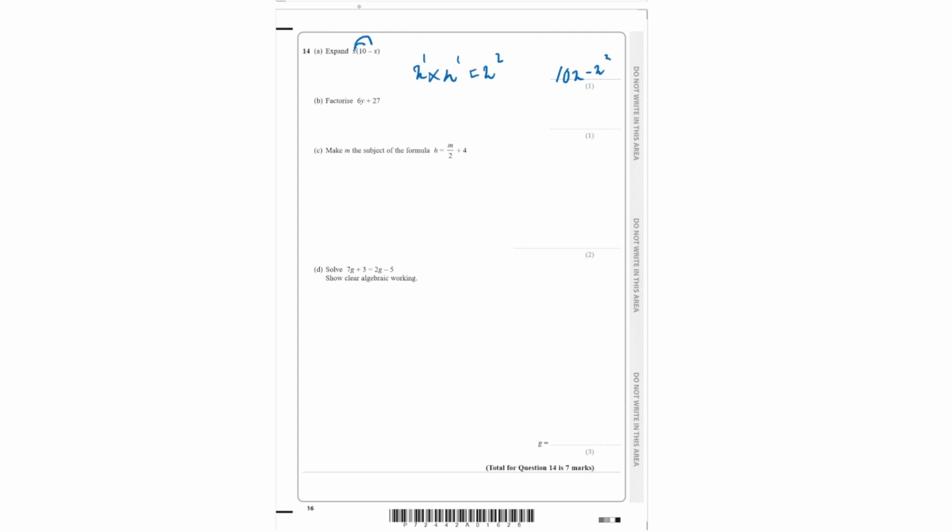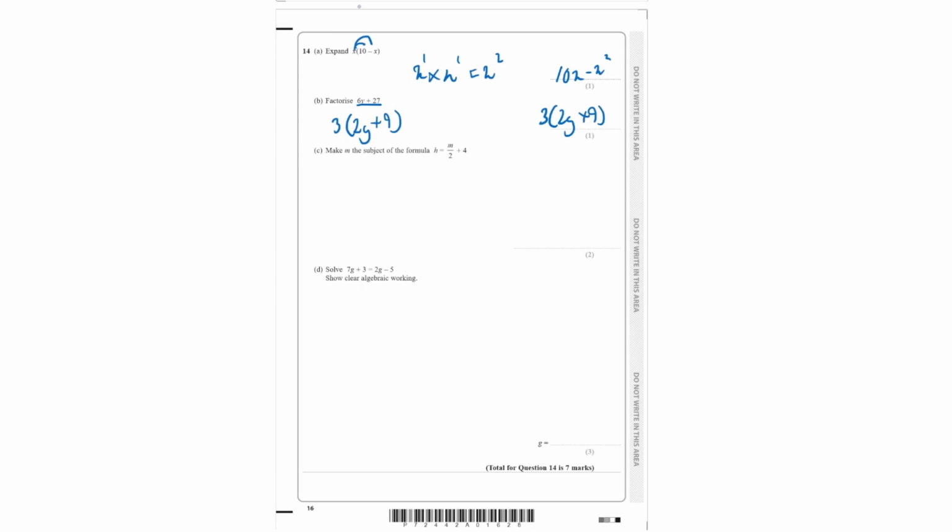Factorize 6y plus 27. First, I have to look for the highest common factor between these two, and I can see that it's 3. So I can write here 3. And since 27 does not share a common factor with y, I simply write it here. Now, 6 divided by 3 is 2, and 27 divided by 3 is 9. So our final answer is 3 into 2y plus 9.